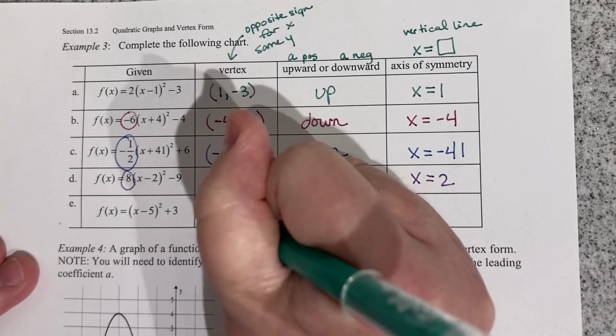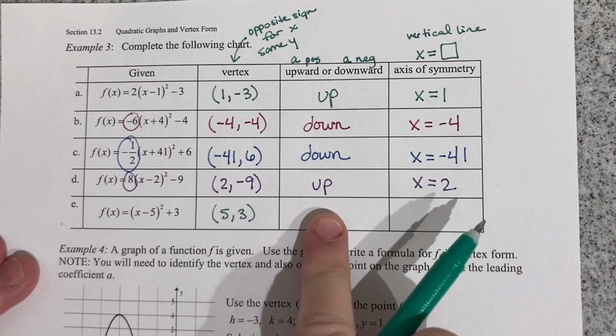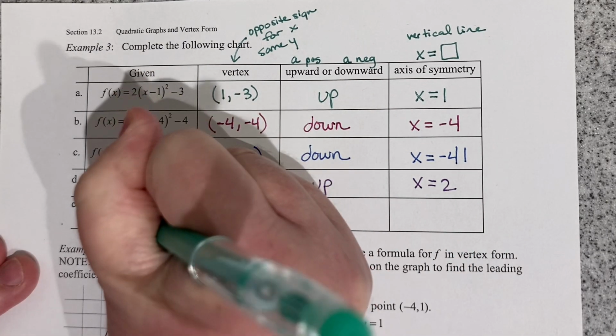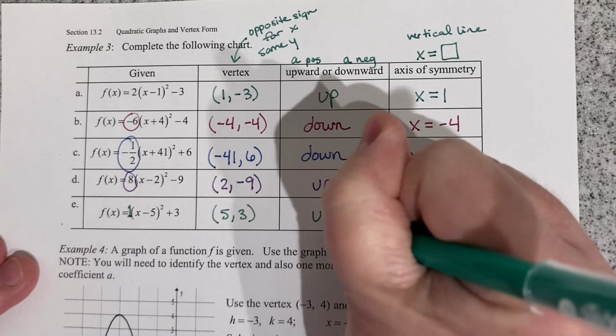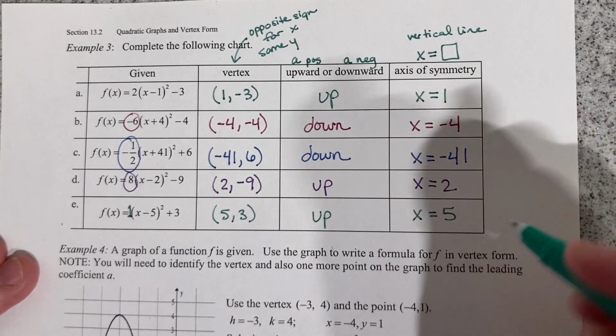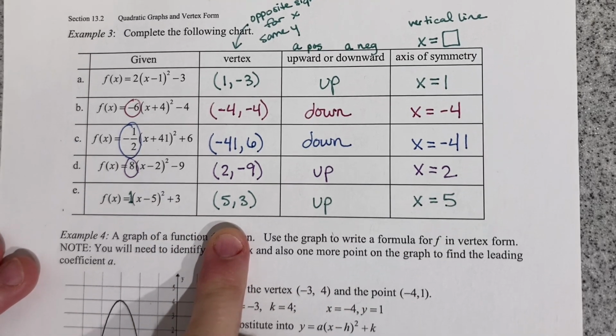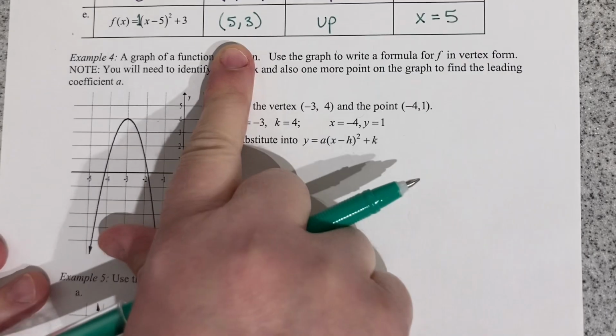The vertex should be 5, 3. This one doesn't have an a, but that just means a is positive 1. That's positive, so it's upward, and x equals 5 is the axis of symmetry. All right, hopefully those are making good sense.